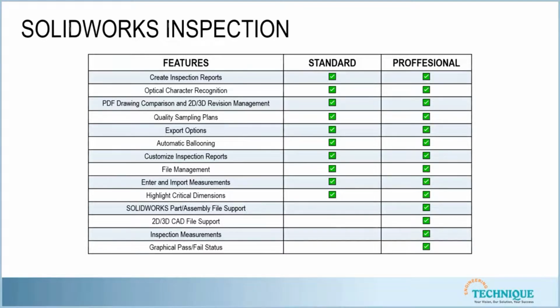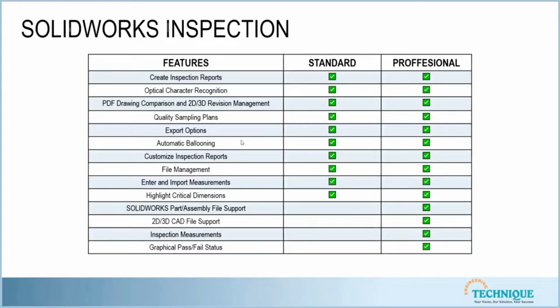SolidWorks Inspection comes in two different packages, called Standard and Professional, and both packages come with the add-in for the SolidWorks application. Here I have mentioned a few of the features available in the two packages. In both packages we can create inspection reports, recognize characters optically, compare PDFs, and generate revisions for 2D and 3D by managing them. Also we can plan quality samples.